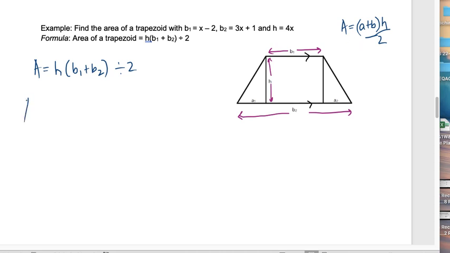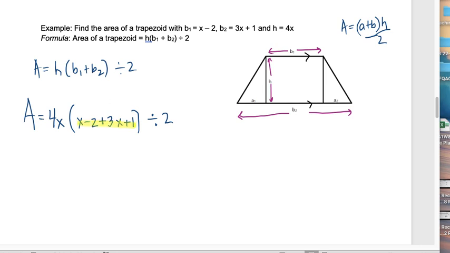All right, so let's just substitute all of our known values in. So height is 4x, so we're subbing that in. b1 is x minus 2, and then plus b2, 3x plus 1. Okay, and then we're going to divide everything by 2. All right, so BEDMAS will say do the brackets first, okay? Then from there, multiply and divide. But let's do multiply first because it's on the left. Then we'll get to the divide too on the right. So anyway, let's start with the brackets first.